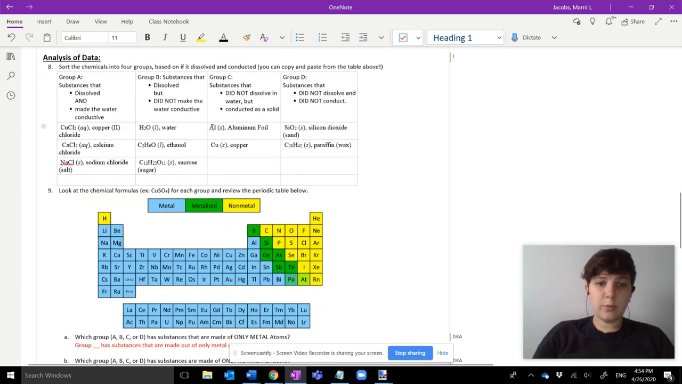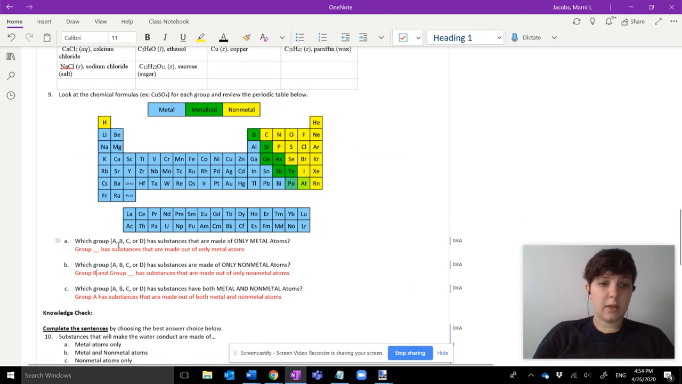Group C, aluminum and copper. Aluminum is right here. Copper, again, is down here. Those are both blue, so that means they're both metal atoms. That looks like it should go here: substances made out of only metal atoms.